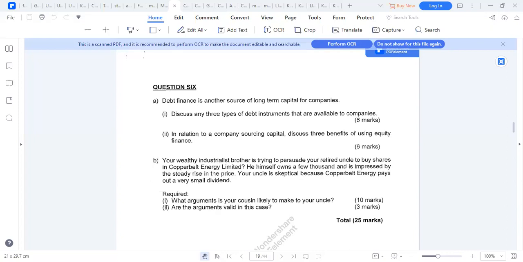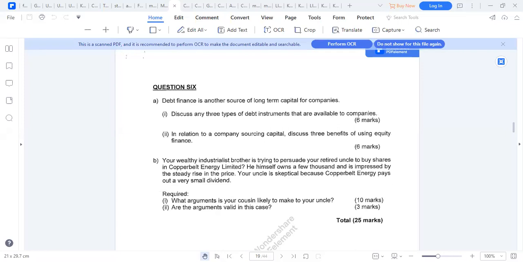And also you must argue out in terms of the bull market performance, to say growth stocks, which include Copperbelt Energy Limited, tend to perform well in bull markets, which would lead to significant gains for investors like the ANCO. Now, the second part is asking, are the arguments valid?